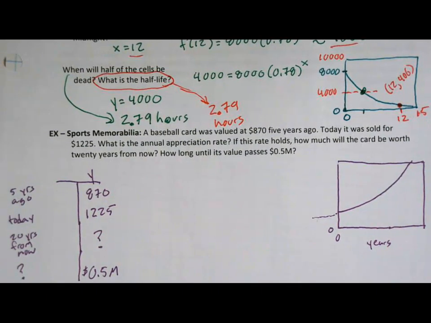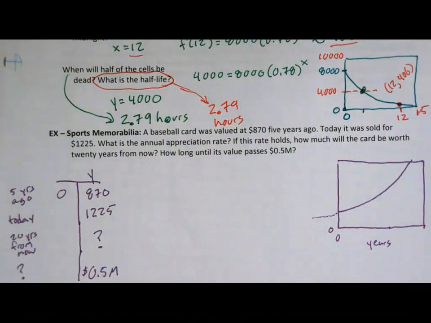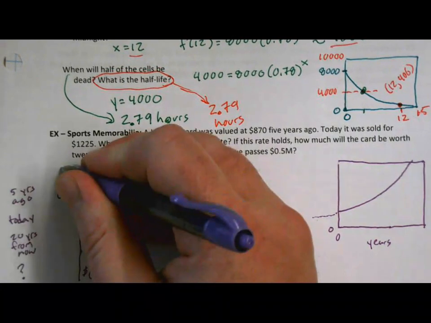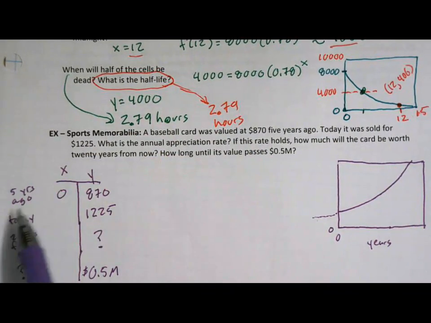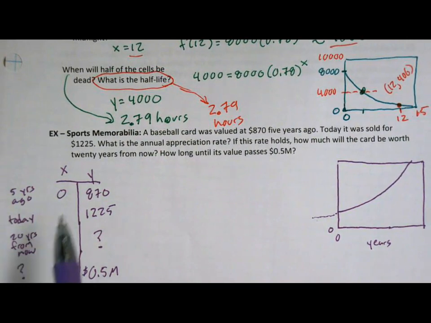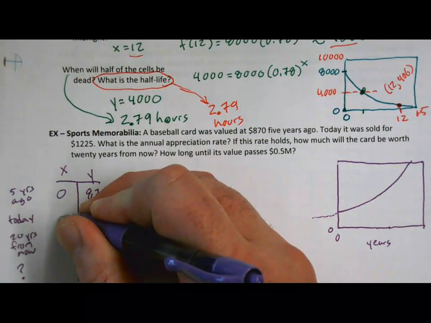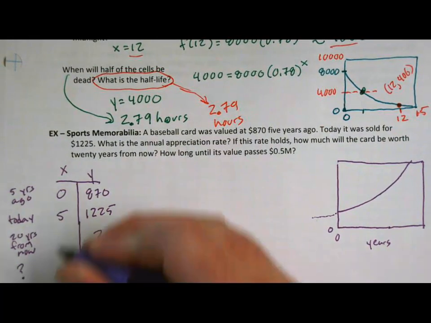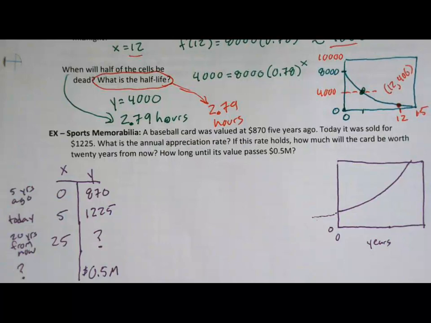Now I'm going to suggest that we make this the initial value. The math comes out cleaner if we do it that way. But if anybody's up for a challenge of doing it the other way around, feel free. If I make year 0 to be 5 years ago, then what year is it today? This would be 5. And 20 years from today would be 25. And then we don't know what the other one's going to be.